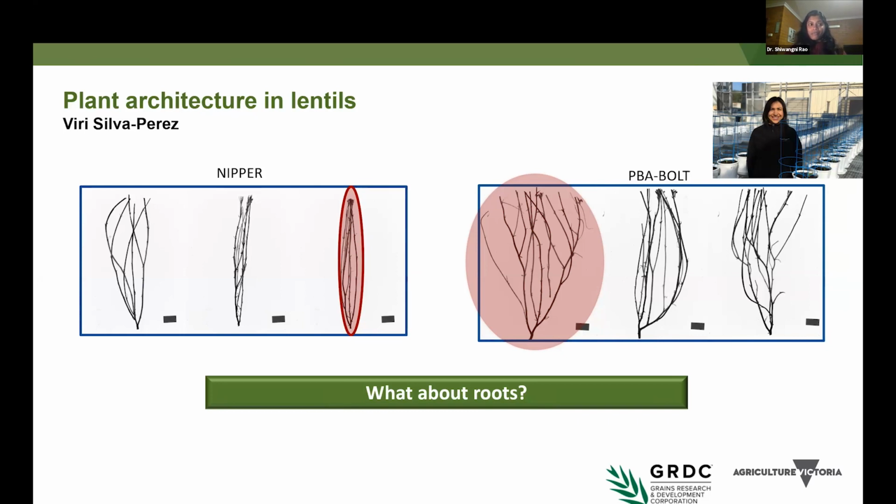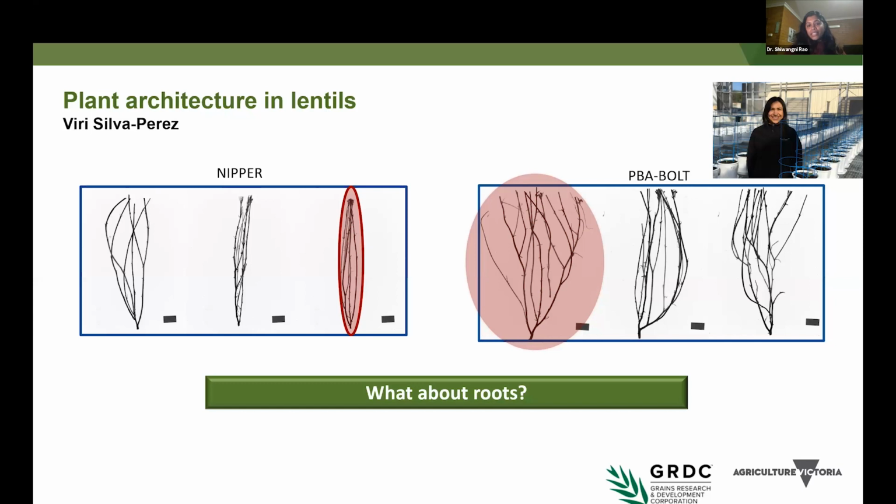In above ground field pea, you can quite easily see visually that there's quite a bit of difference in the above ground traits. In lentils, it's a bit harder, but she did manage to identify that you have very erect varieties such as Nipa that have very narrow angled branches, whereas PBA Bold has very spread out above ground architecture with spread out branches.